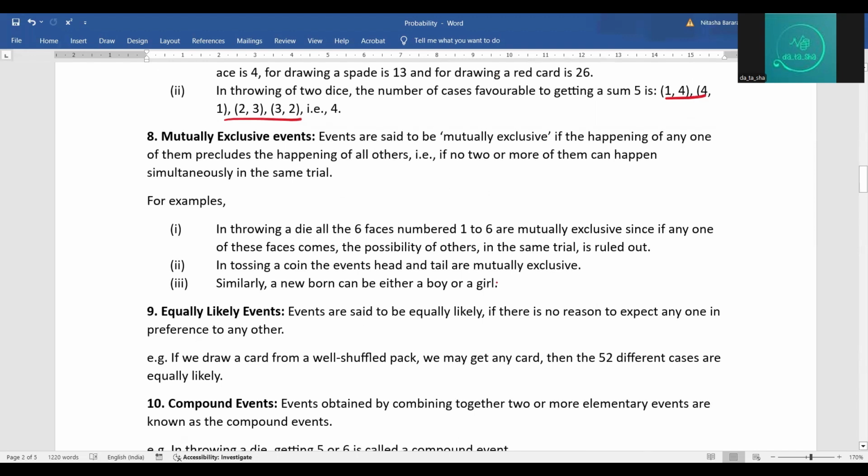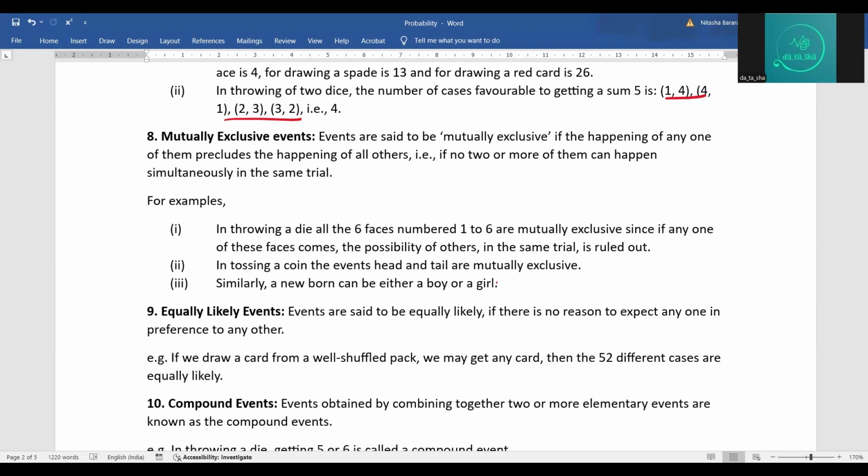So sometimes exclusive and exhaustive are written together, so we get confused. So exhaustive, remember, it is the total number of all the possible outcomes, right? Now exclusive means that if we are talking about two events, then the happening of any one of them precludes the happening of all the others. That means no two of them have anything in common.